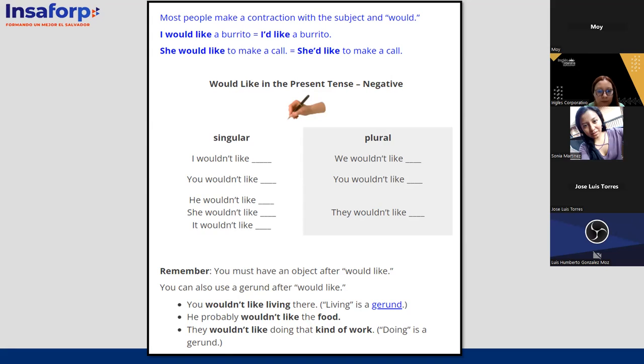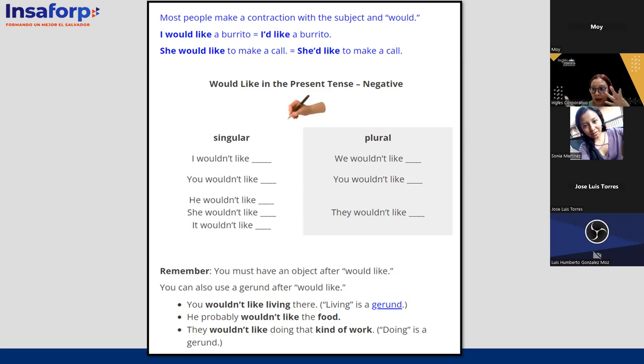Remember, you must have a verb and have after good and like. You can also use it general after good and like. You wouldn't like leaving day. Leaving is a gerund. He probably wouldn't like the food. They wouldn't like doing that thing. Of course, doing is a gerund. All right, that is a gerund. Very good, thank you. Okay, ya veíamos entonces, would like.